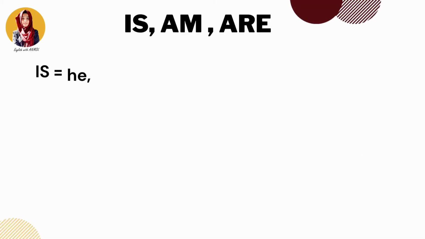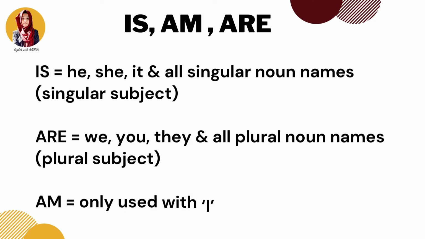Now let's understand how is, am, are are used. Is is used with he, she, it and all singular noun names, that is, a singular subject. Are is used with we, you, they and all plural noun names, that is, a plural subject. Whereas am is used only with I.